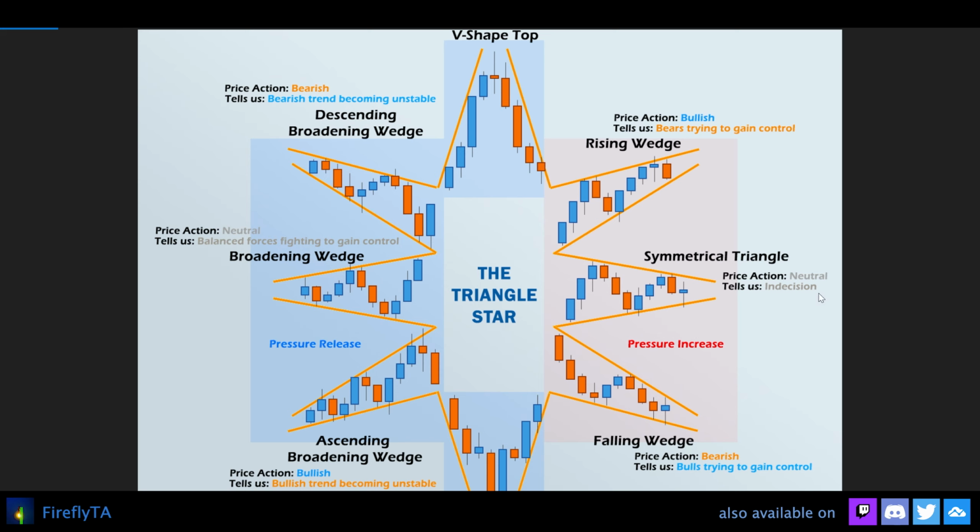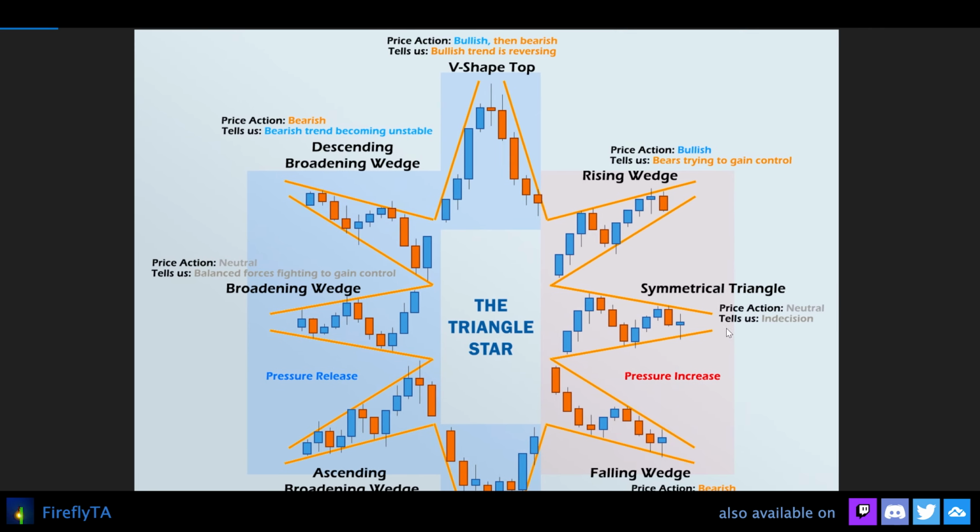I let this stand for now. I'm not going too deep into this. We are going to talk about examples later and see what kind of different variance we can observe in real price action. But for now, it is important to keep in mind it is a neutral pattern, and it tells us there's indecision. Let's look at the rising wedge.